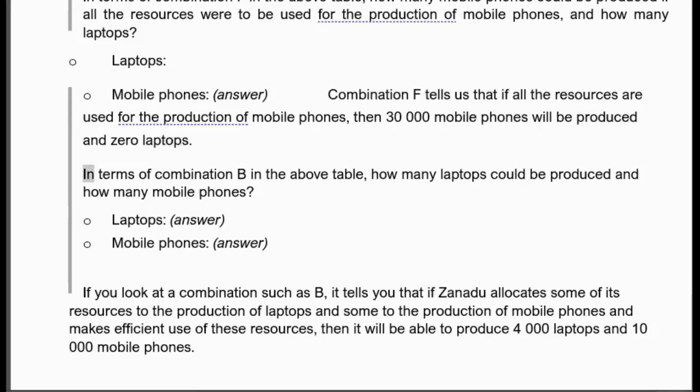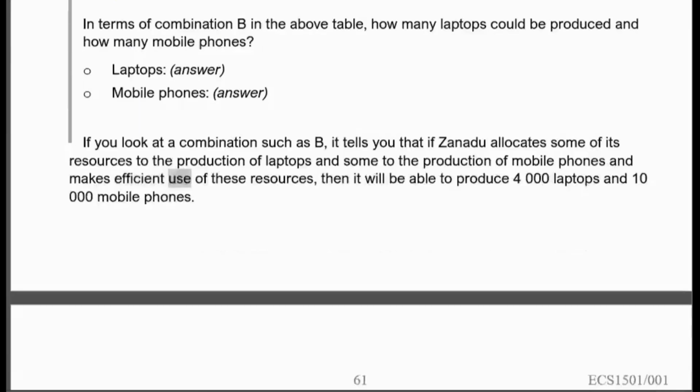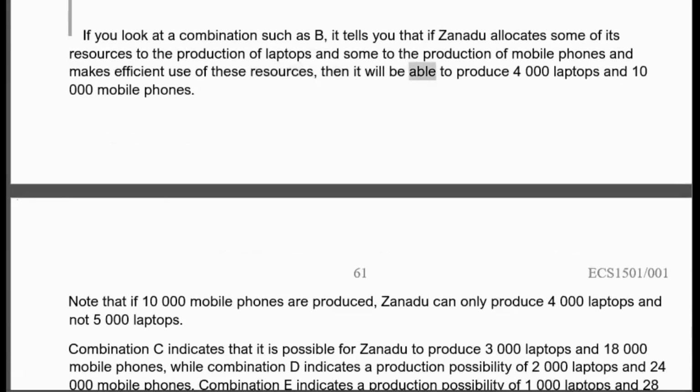In terms of combination B in the above table, how many laptops could be produced and how many mobile phones? Laptops. Answer. Mobile phones. Answer. If you look at a combination such as B, it tells you that if Xanadu allocates some of its resources to the production of laptops and some to the production of mobile phones and makes efficient use of these resources, then it will be able to produce 4,000 laptops and 10,000 mobile phones.